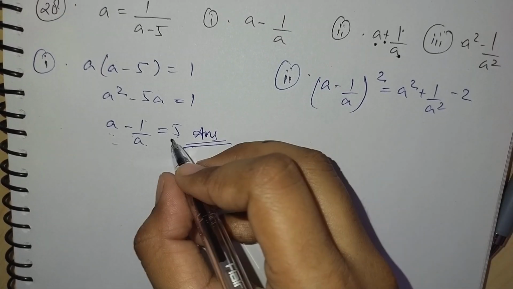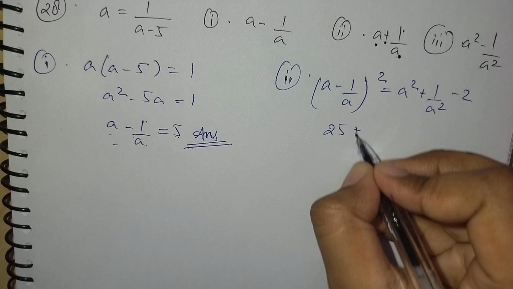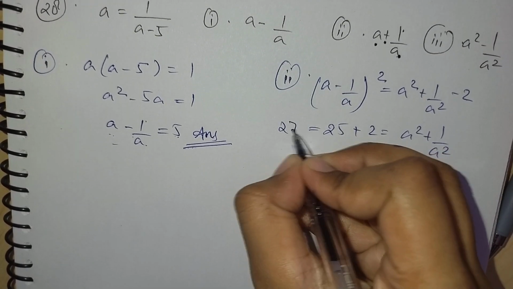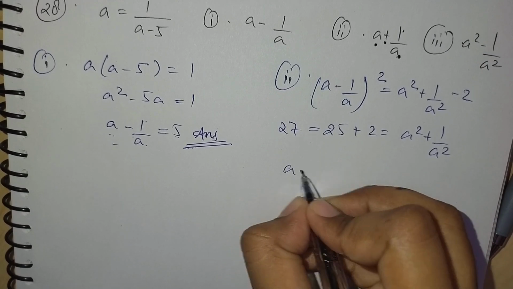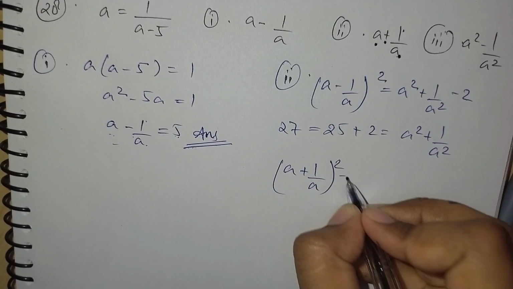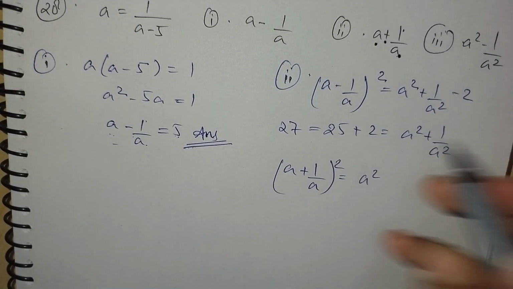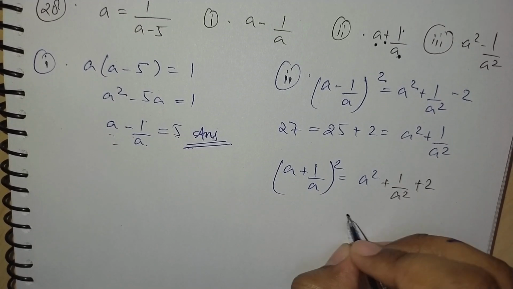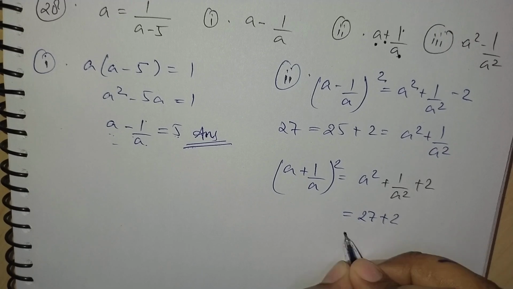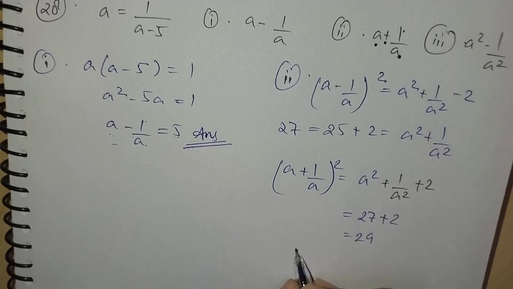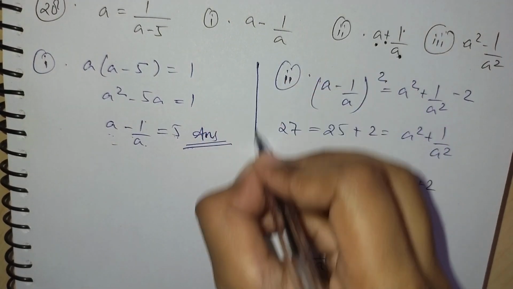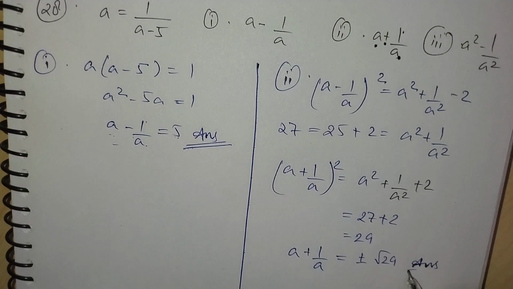So putting the value of 5 here, we will get 25 plus 2 equal to a square plus 1 by a square, which is equal to 27. Now we will find the value of (a plus 1 by a) whole square equal to a square plus 1 by a square plus 2. Putting the value of a square plus 1 by a square, we will get 27 plus 2 equal to 29. So a plus 1 by a here is equal to plus minus under root 29. So this is the answer of the second part in this question.